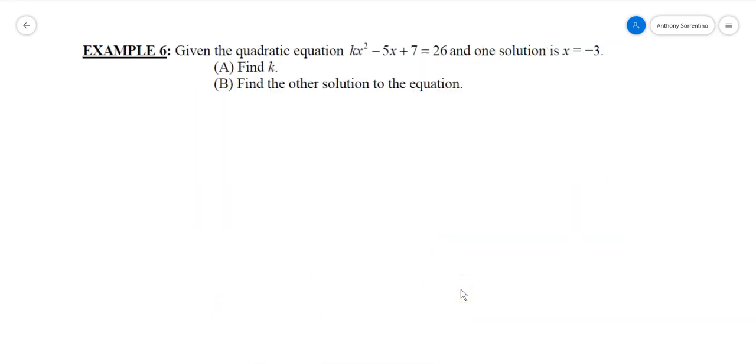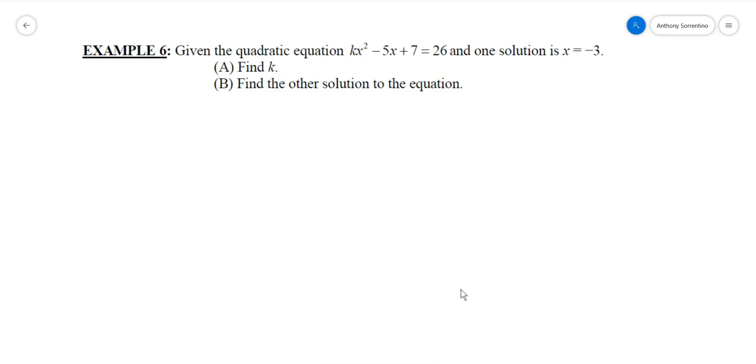You're given the quadratic equation kx squared minus 5x plus 7 equaling 26. And they tell you that one solution is x equals negative 3. They tell you to find k and then find the other solution to the equation. Well, they could have just said, if one of the solutions is negative 3, find the other solution to the equation. Knowing that, along the way you have to figure out what k is, okay?